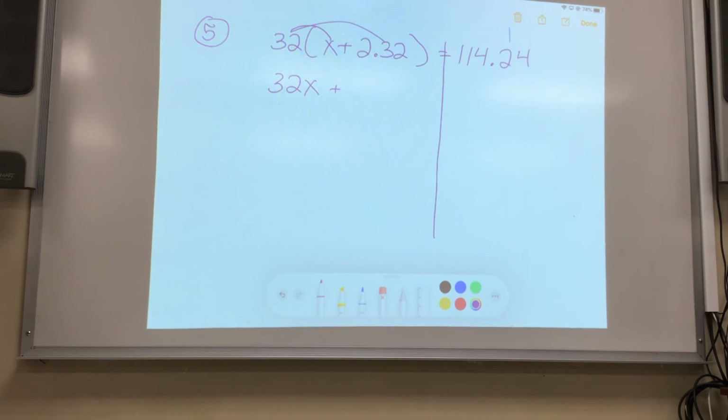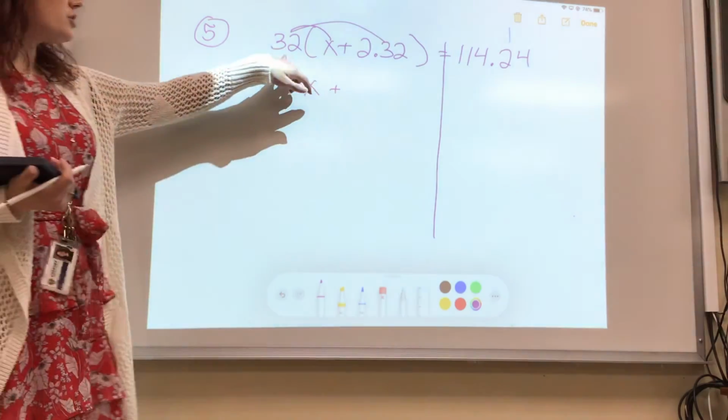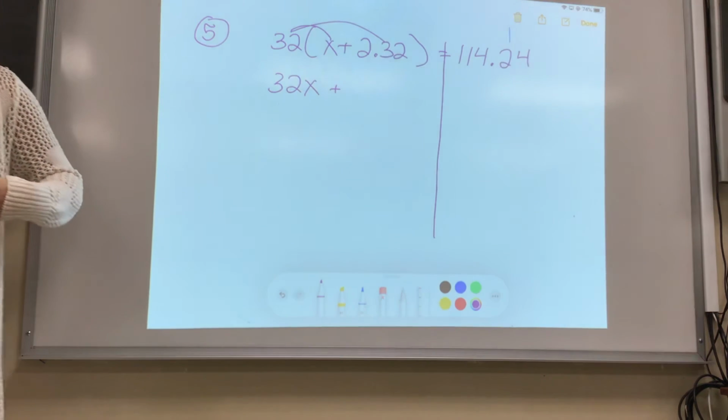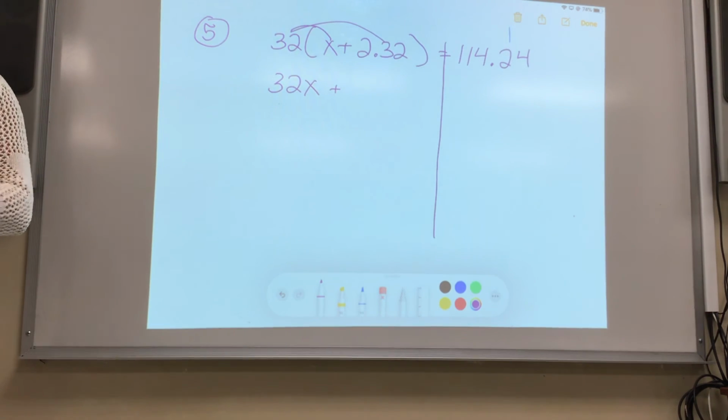Okay, those of you that already got your calculators out, if you could do 32 times $2.32 for me, raise your hand when you get the answer. Jude, what do you get? $74.24. Okay, others agree? All right, equals $114.24.